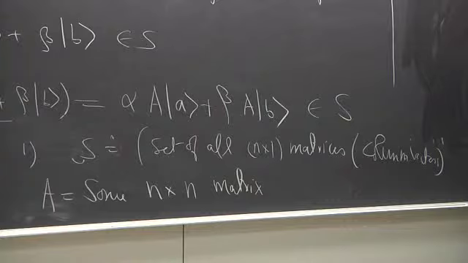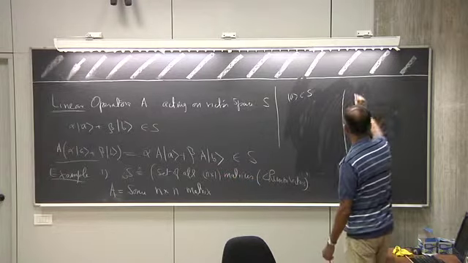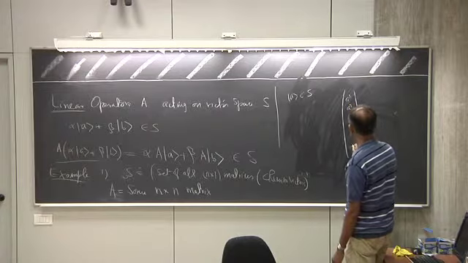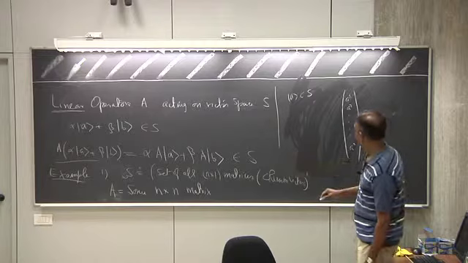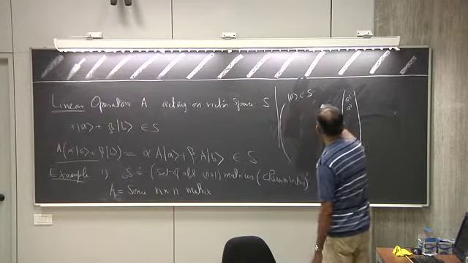So take A as an element of S. That means A is an n cross 1 matrix, which means it's a column, right? With say A1, A2, up to AN. This is a vector in this example. And A, capital A, is some n cross n matrix. So it will be like this.